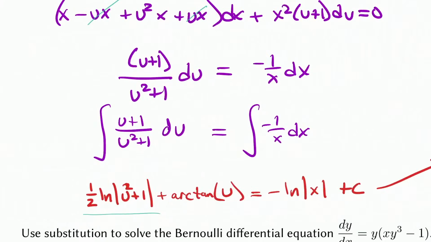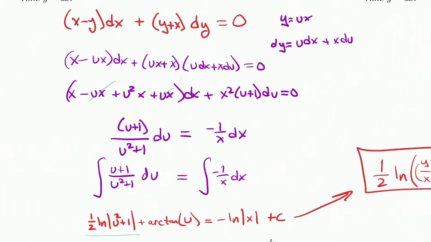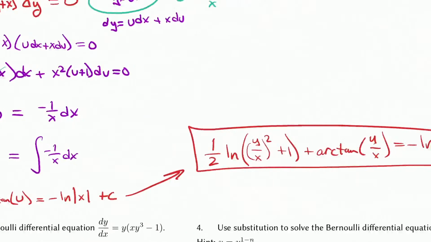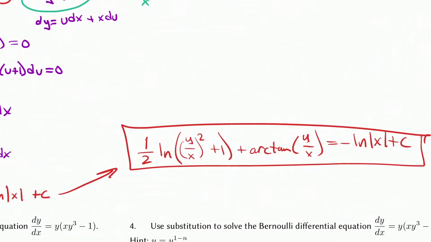All I did was I took that and I resubstituted based on this. U is y over x, and I got all of that. So that is the final answer.